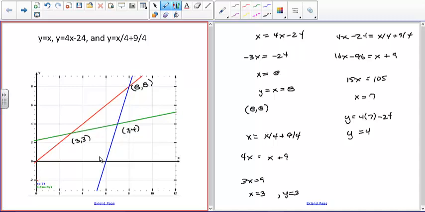And then finally you set the blue and the green equal to each other. Again, I multiplied by 4 to get rid of the fractions. So 16x minus 1x is 15x. 96 plus 9 is 105. 105 divided by 15 is 7. So that's x equals 7. And then I plugged it into y equals 4x minus 24, which is this point. Okay, so we're going to use those for our limits.